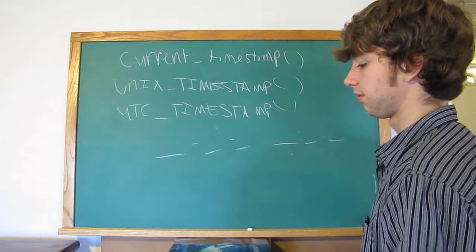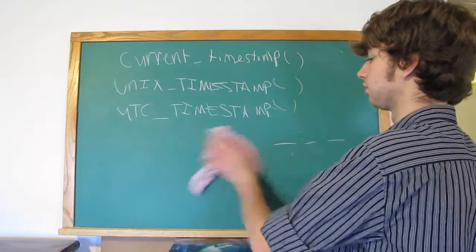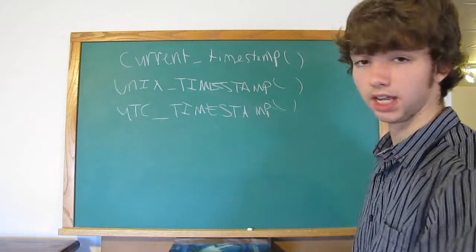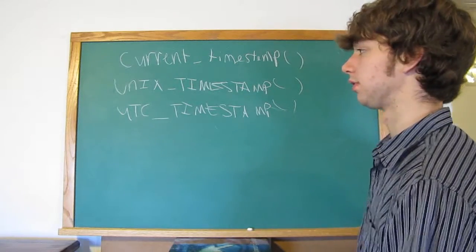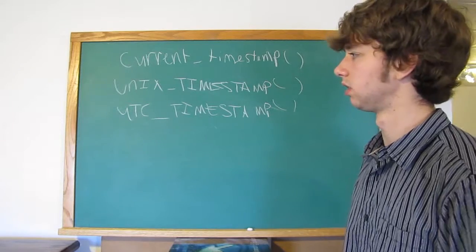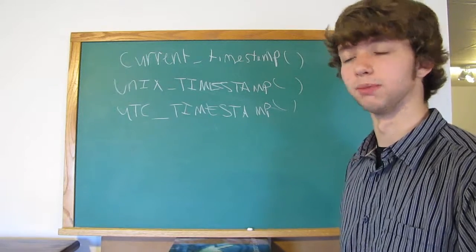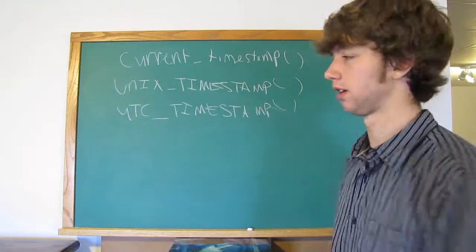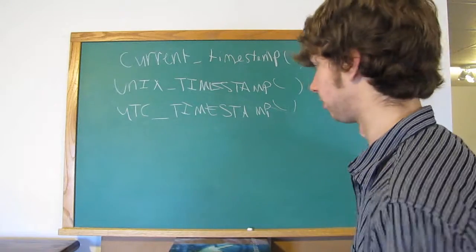Unix timestamp, if you remember, this will actually take your current time or date, both of them actually. It'll convert it into coordinated universal time, and then it'll make it into seconds from the epoch. So let me explain that a little bit better.